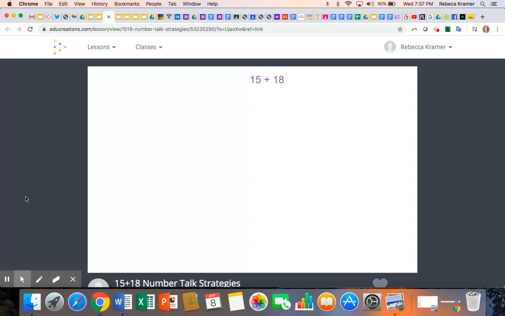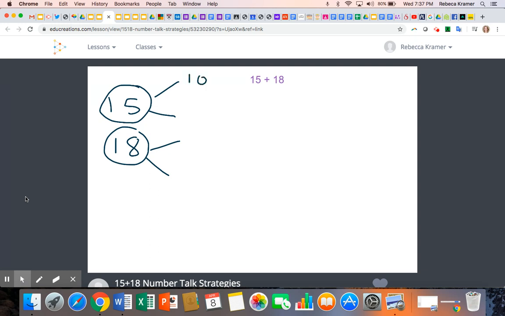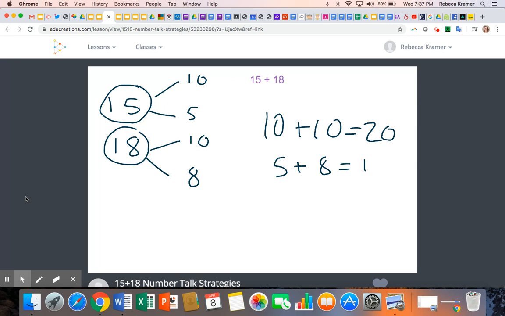So one way I can do this is I can decompose the numbers 15 and 18 thinking of number bonds. I know that 15 can be decomposed as a 10 and a 5, and 18 can be decomposed as a 10 and an 8. I can use those numbers to then add my numbers together. 10 plus 10, I know is 20, and 5 plus 8, I know is 13. If I add those 2 parts together, I end up with 33, which is my sum. I can draw this idea using a bar model.